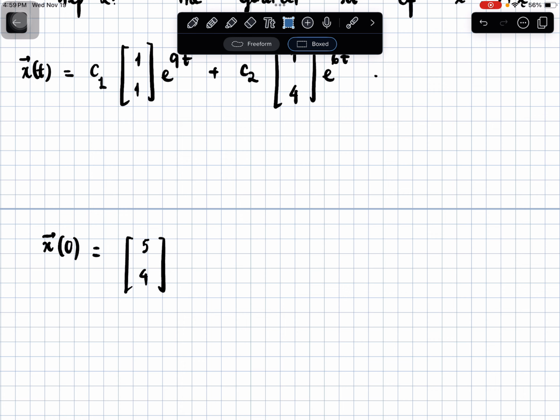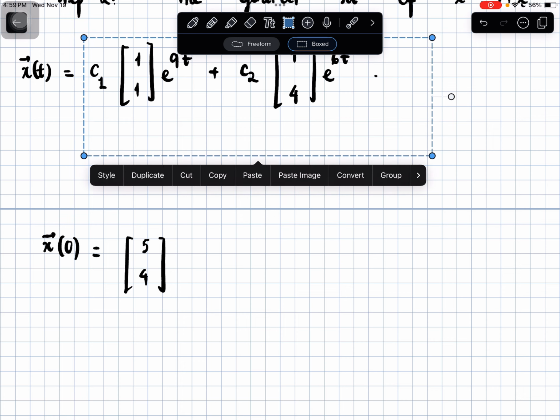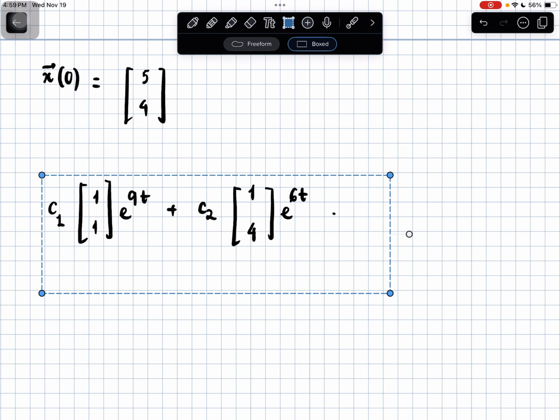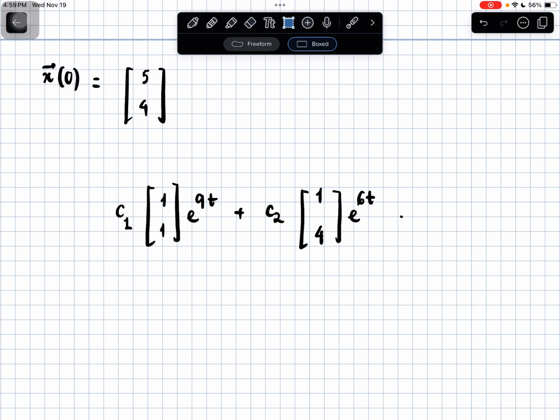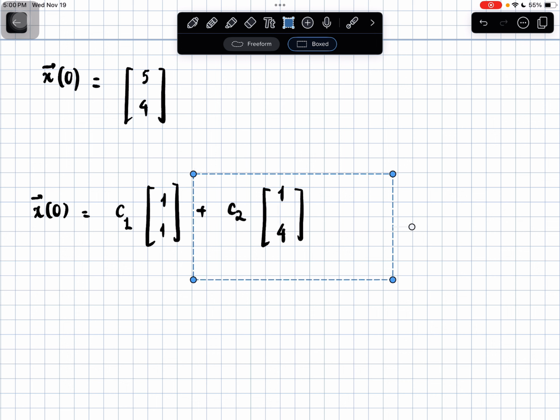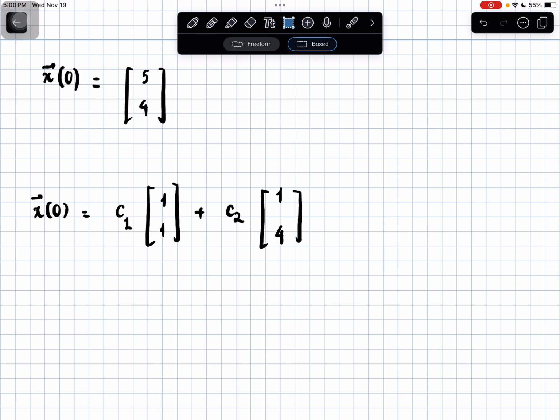So we put t equals 0. What we have is x0 equal to this, with t equal to 0. So we see that e to the power 0 is 1. This is 1. Now you have a system of two equations, two variables, equal to (5, 4). Now you solve this. We get c1, c2.